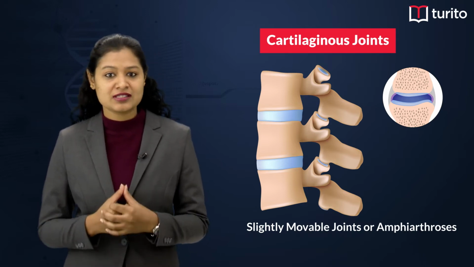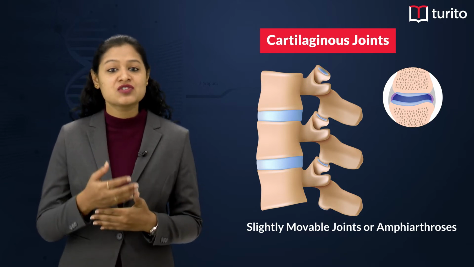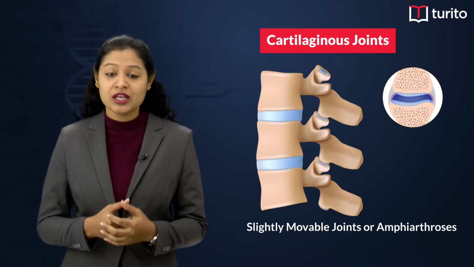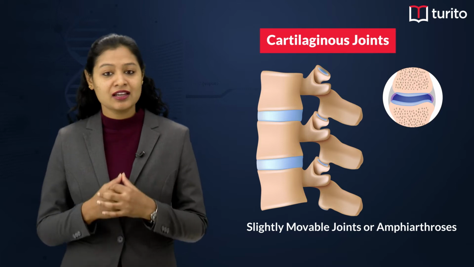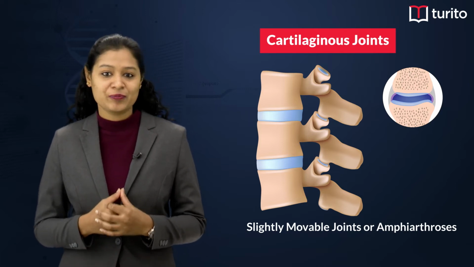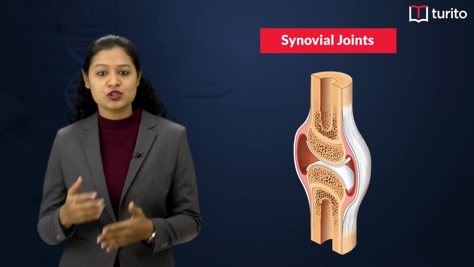Now where are these present? These are present between adjacent vertebrae of the vertebral column, between the sternum and ribs, and in the pubic symphysis region. Now let's understand about the third type of joints, that is synovial joints.